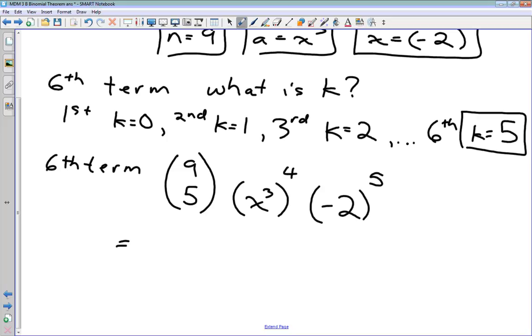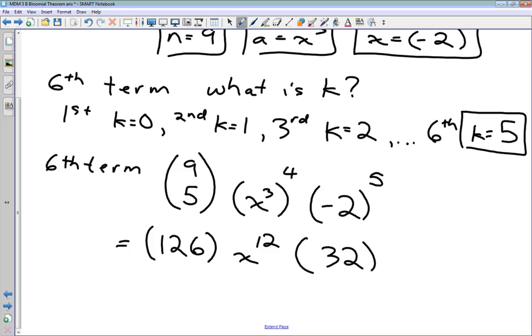Using our calculator, we can do 9 choose 5 to get 126. x cubed to the power 4. From way back in grade 9, we know that we need to multiply the exponents. x to the power of 12. And then negative 2 to the power of 5. We know that 2 to the power of 5 is going to be 32. Is it going to be negative or positive? Let's see. We've got a negative base. We've got an odd exponent. So we're going to have one negative sign left over. This is going to be negative 32.